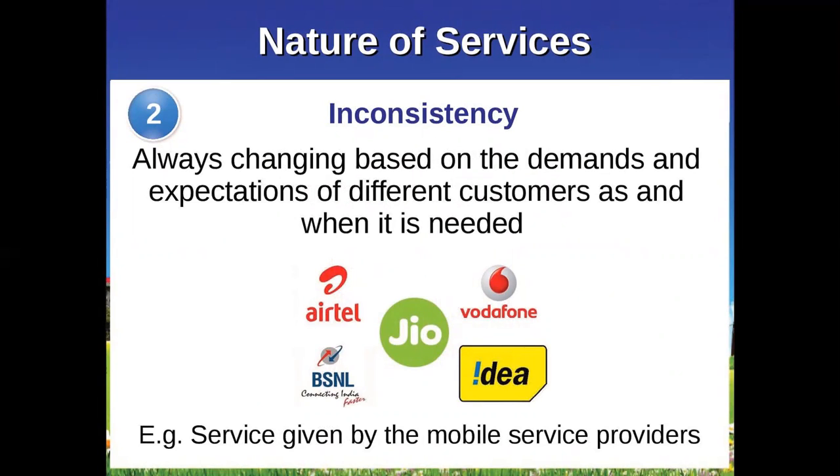Inconsistency: always changing based on the demands and expectations of different customers and when it is needed. There's one example given here on the screen. These are all service providers. Service can be telecom services, given by the mobile service providers. It is inconsistent. It cannot be the same for all the customers all the time. It depends on the customer's requirement, which kind of plan you're buying, prepaid or postpaid. So all these things are inconsistent.